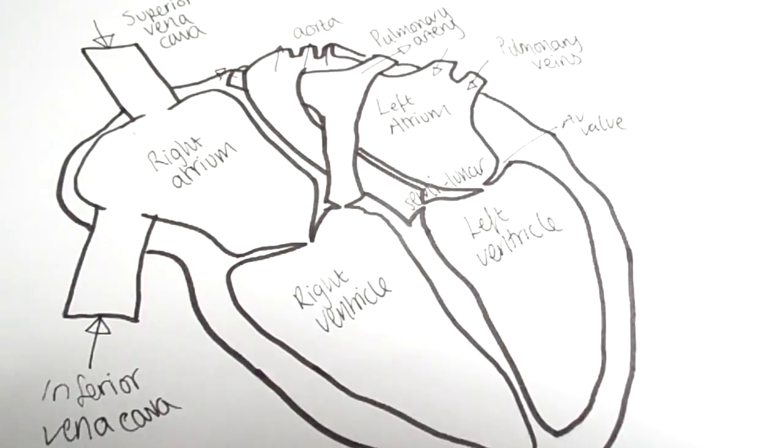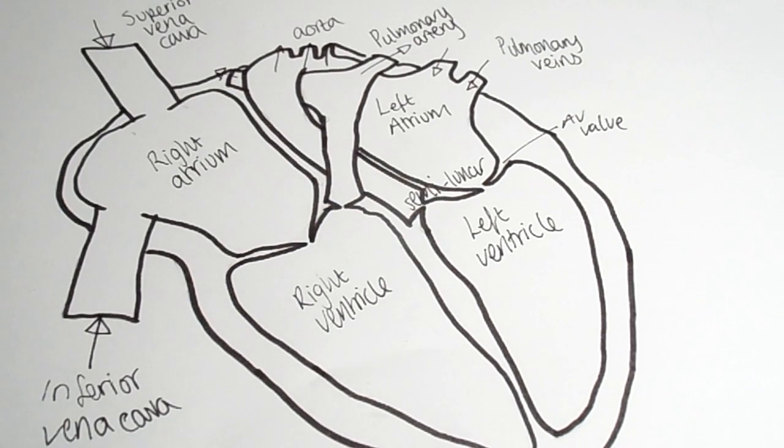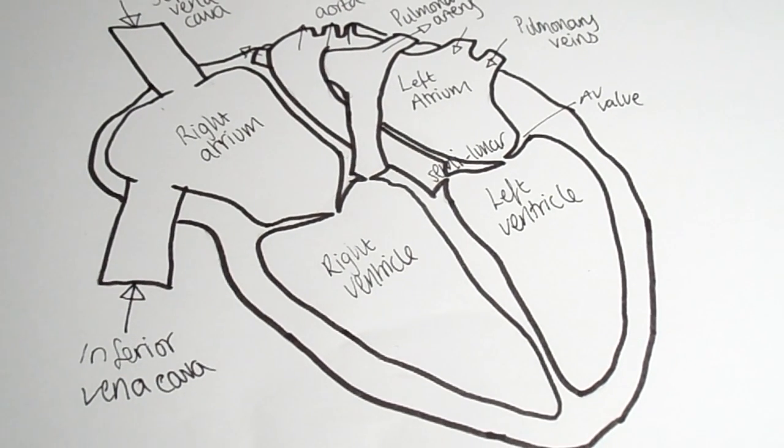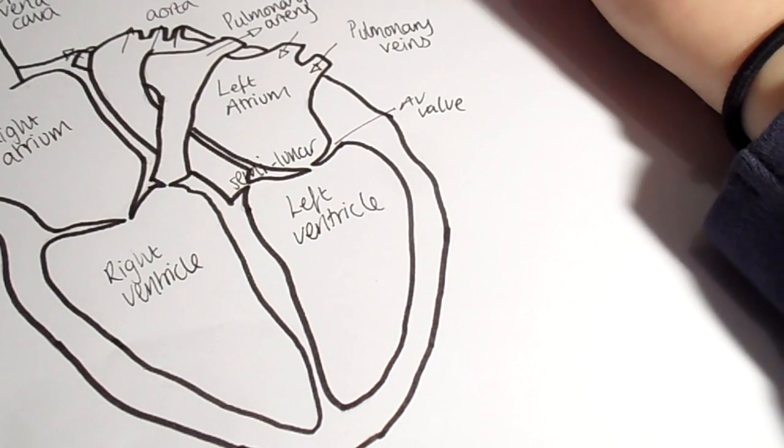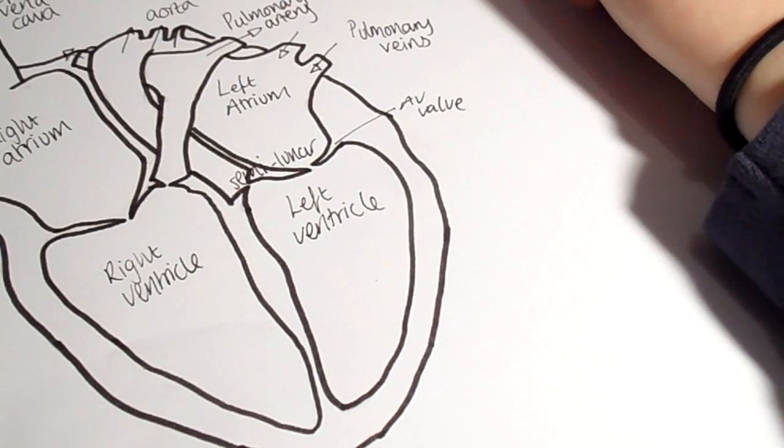Anyway, so basically, there are 3 stages in the cardiac cycle, and the first one is called atrial systole.